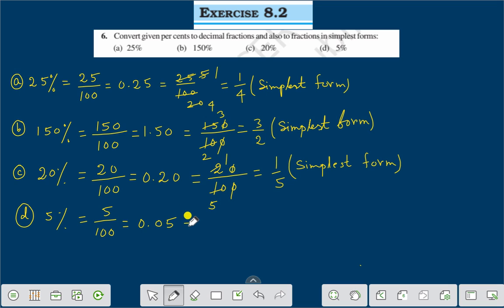If you want to change into simplest form, it is 5 by 100. 5 1 is 5, 5 2s are 10, 0, that comes to 1 by 20. Right? This is the simplest form.